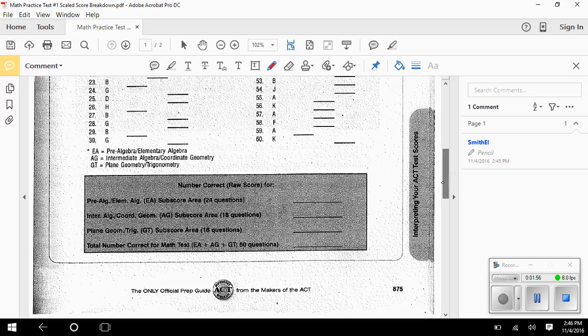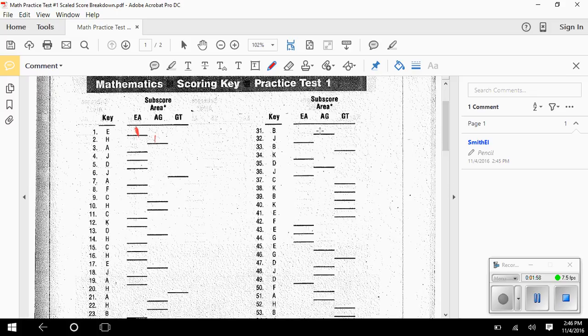Okay, go ahead and pause it and grade all the way through number 31. You put a 1 on the line if you get it right, leave it blank if you get it wrong.